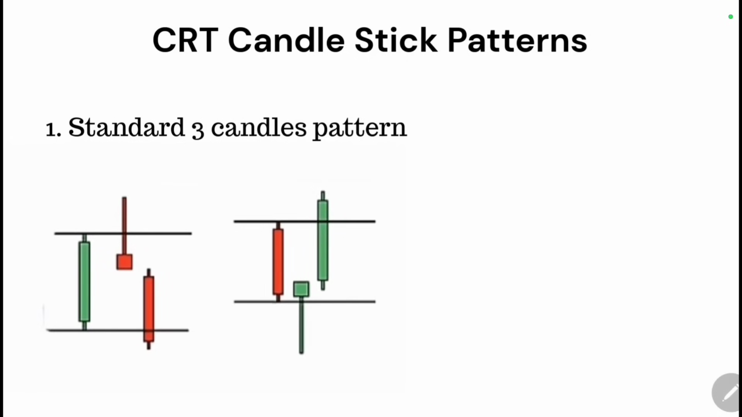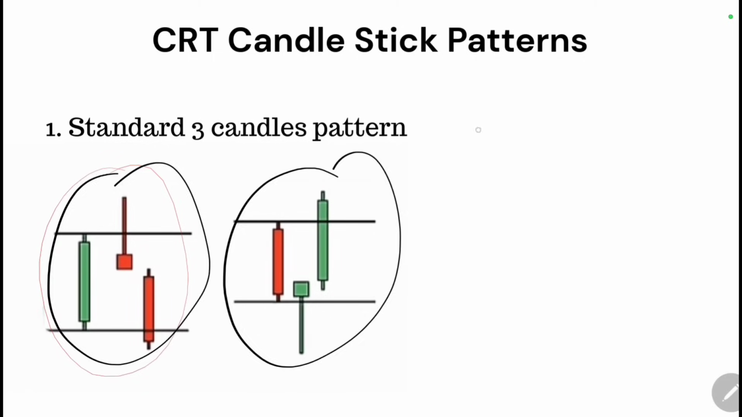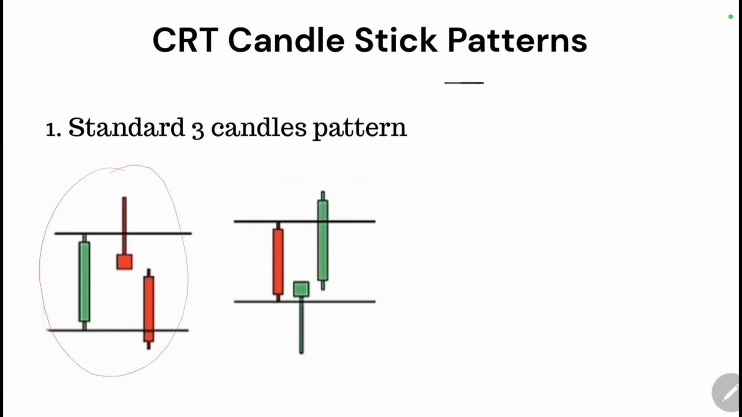All right, so now we have 3 CRT patterns, 3 candle range patterns, and the first one is the standard 3 candles pattern. For the standard 3 candles pattern, we have the bearish and the bullish. Now in the bearish case, there's a range candle, with the range candle high and the range candle low. Now this is the sweeping candle. The sweeping candle sweeps the candle range high, and then this candle will now distribute down. Okay, that is for a bearish scenario.